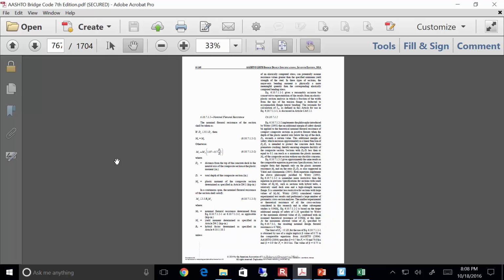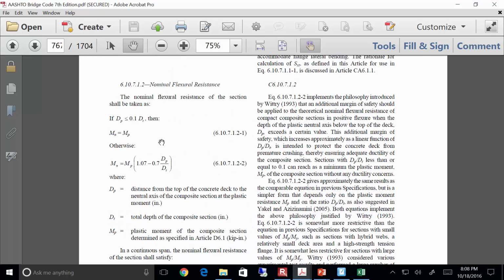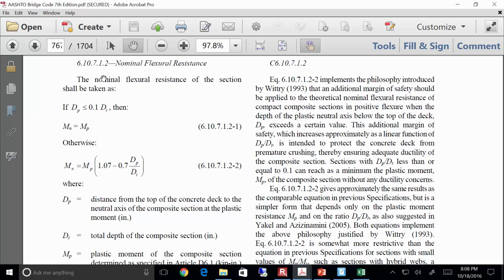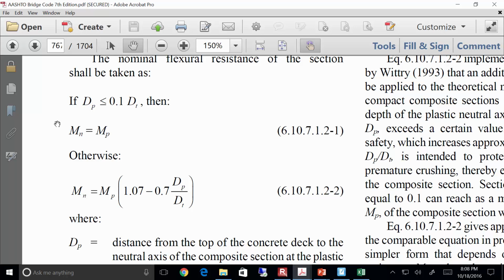Let's start off with the phi mn. That's simple, okay? Since we're in 610.7.1, the compact section, here we go. If dP is less than 0.1 dt, there's the capacity. Otherwise, here's your capacity. It's bilinear fit. Literally plug and chug. Okay? Sound good? All right. So what we really need to define are 3 things. MP, dP, and dt, and they are incredibly simple.